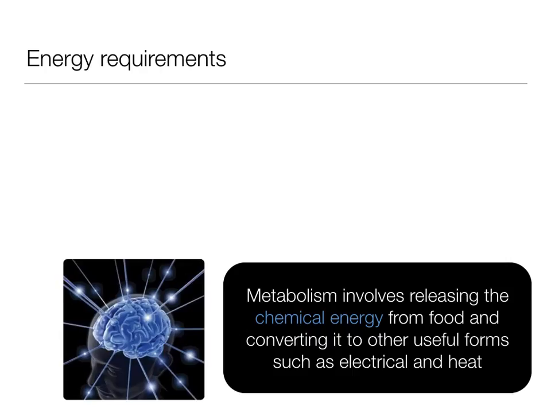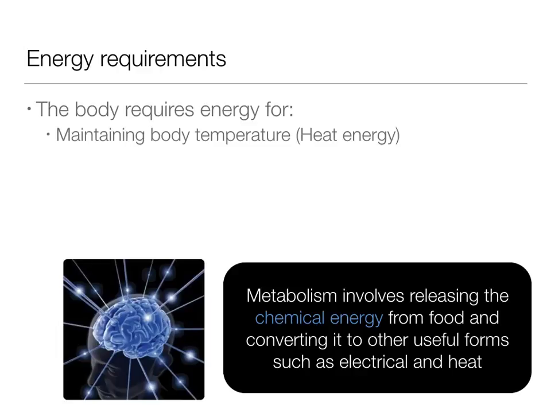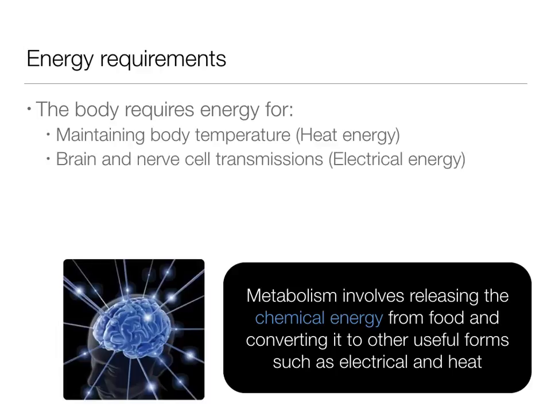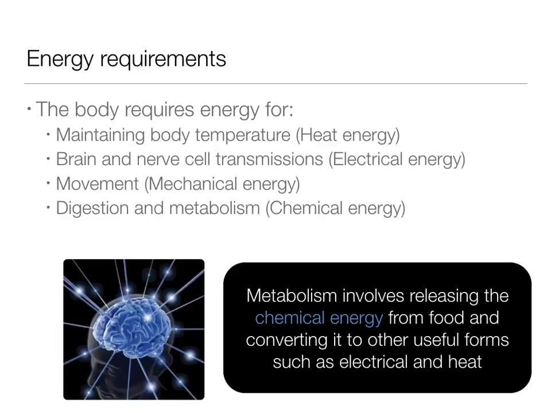So, how are our energy requirements determined? The body requires energy for maintaining body temperature, in the form of heat energy. For brain and nerve cell transmissions, in the form of electrical energy. For movement, in the form of mechanical energy. For digestion and metabolism, in the form of chemical energy.